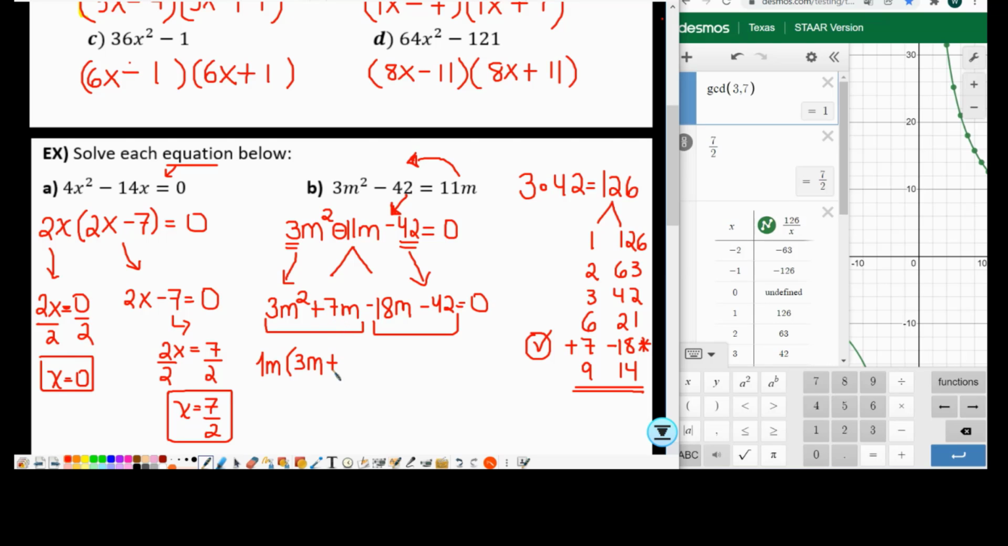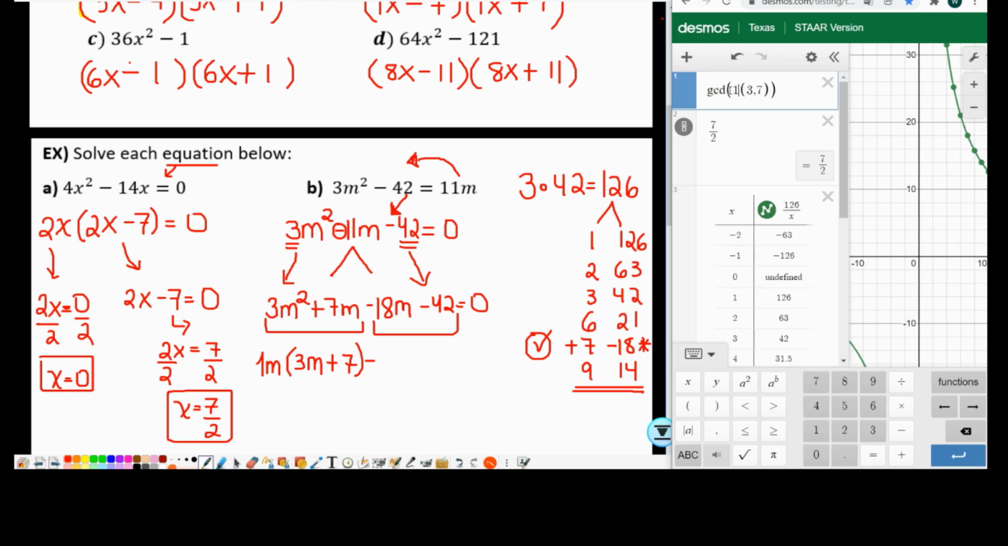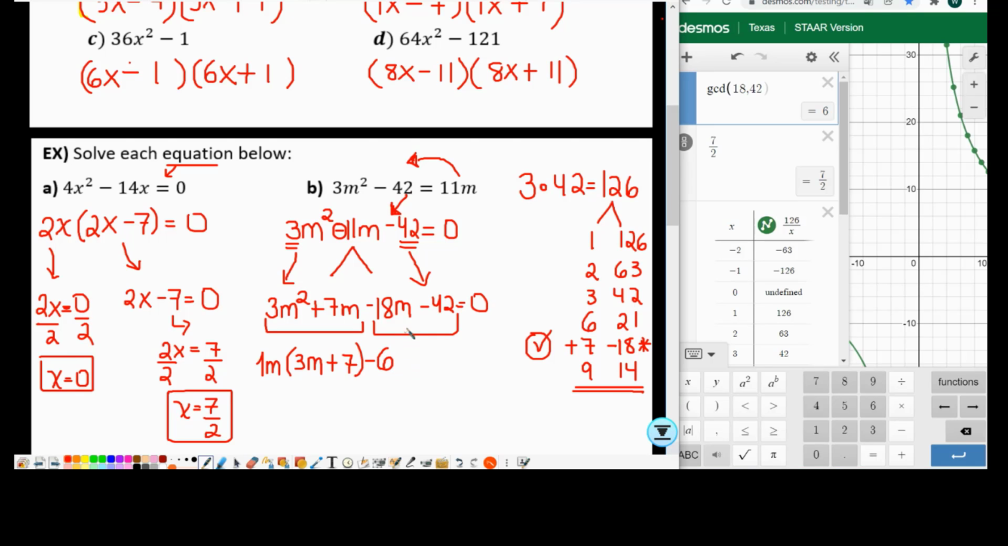7 divided by 1 is 7. And m divided by m, it cancels out. We're going to bring down the sign. And then we're going to ask ourselves, what is the biggest number to divide 18 and 42? Again, our calculator will help us. 18, 42. Whoops, let me delete those extra numbers and make sure it has a parenthesis. Here we go. So 18, 42 produces a 6. So we know that we can factor out a 6 from 18 and 42.